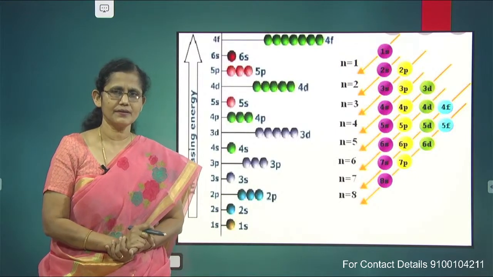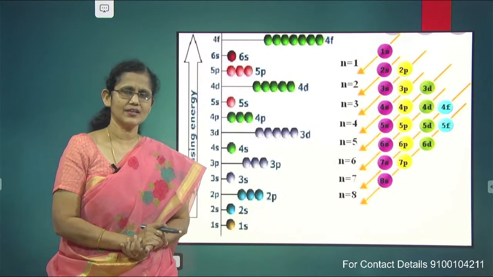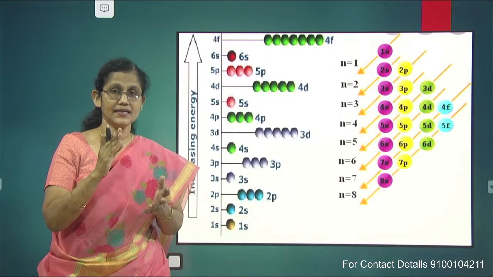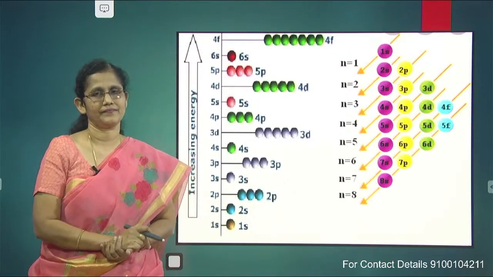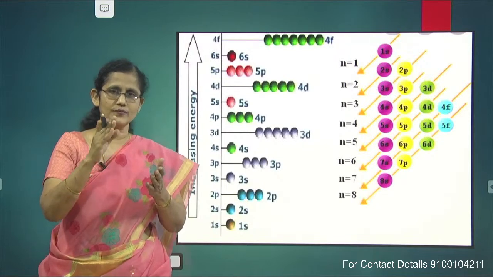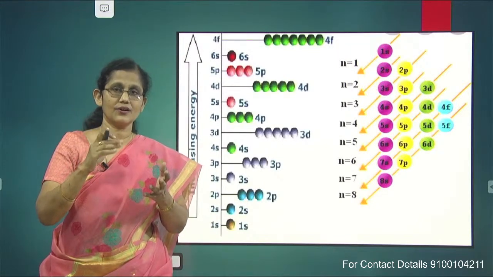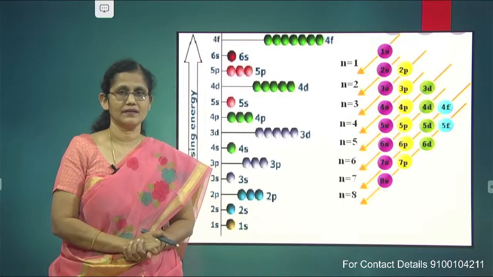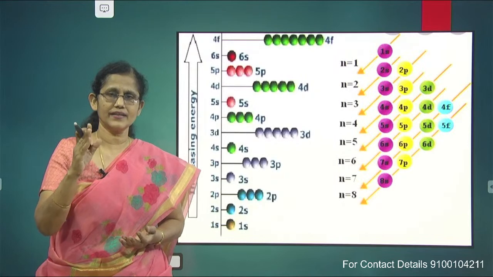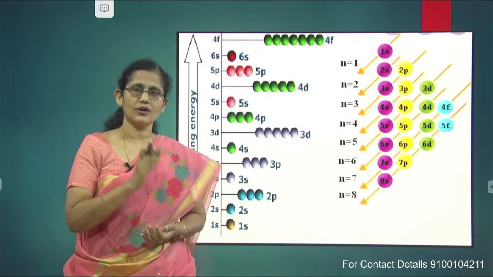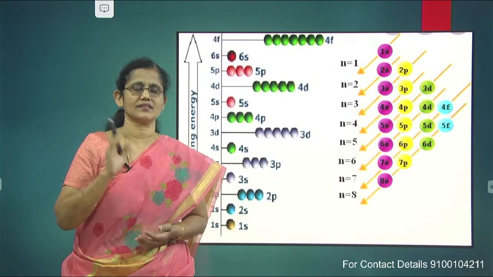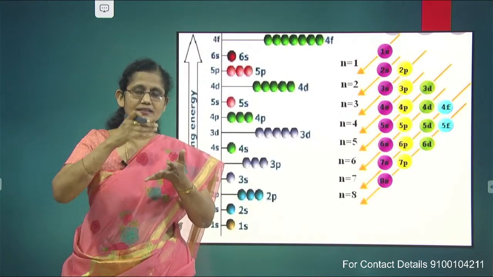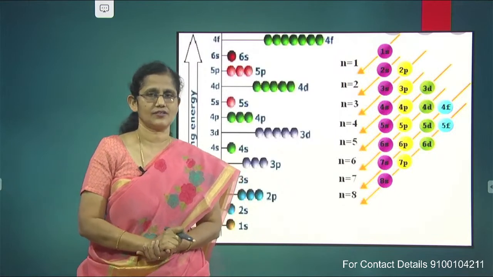What is this Aufbau principle? You might have studied it in lower classes. Aufbau is a German word meaning building up or construction. Electrons enter into various orbitals in the order of increasing energies. That means first the low energy level is filled with electrons, then the high energy level is filled.